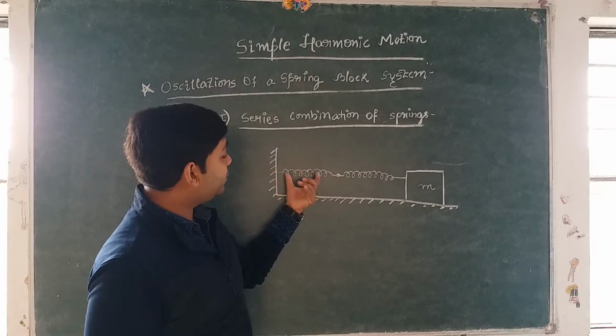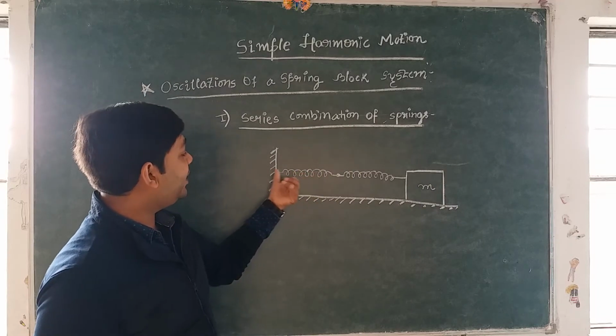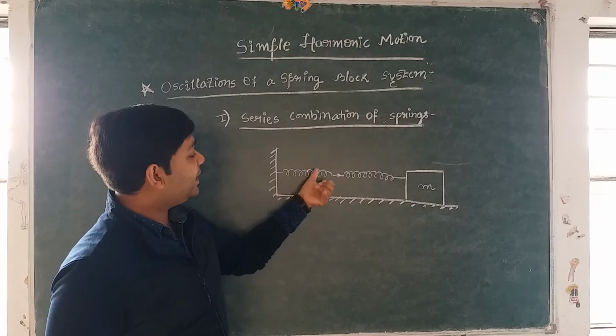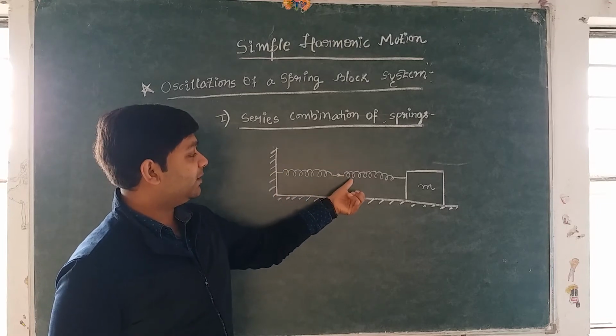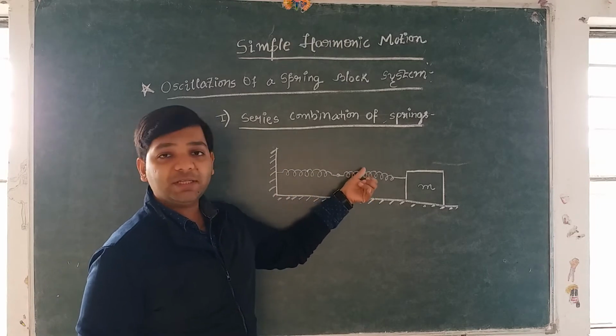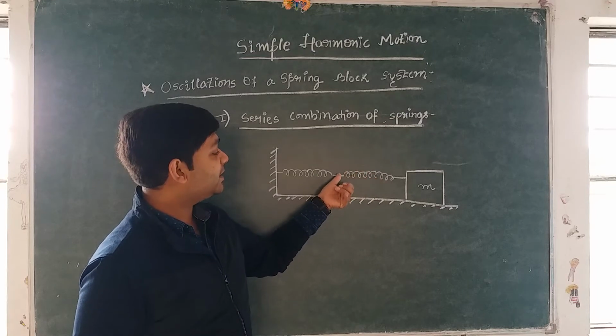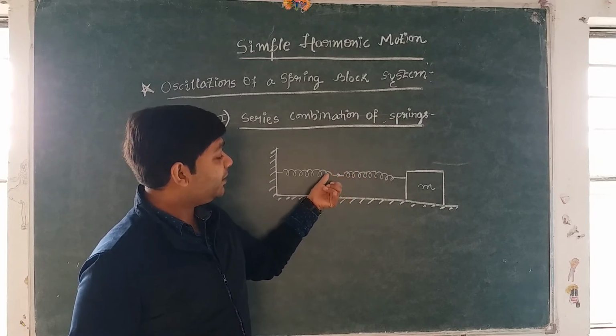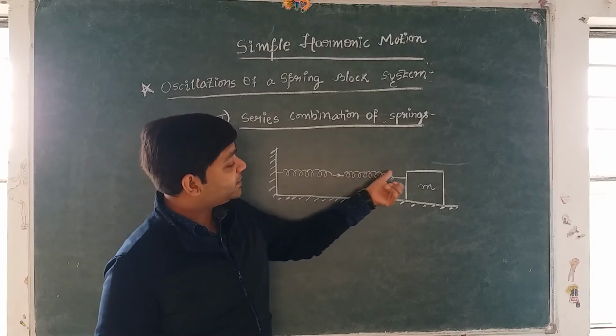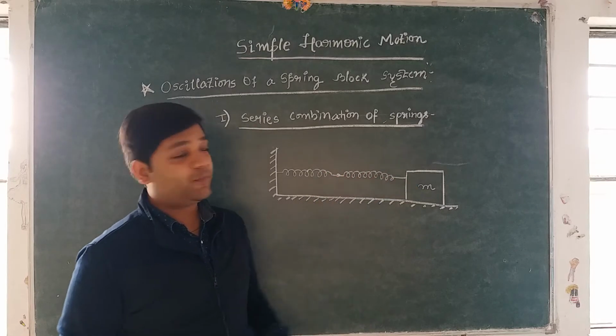If we talk about the ends of the first spring, one end is connected to the wall and the other end is connected to the second spring. And similarly, if we talk about the second spring, its first end is connected to the second end of the first spring and its other end is connected to the block of mass m.